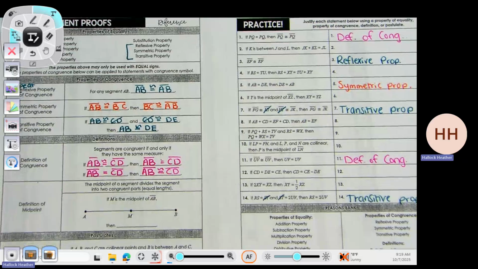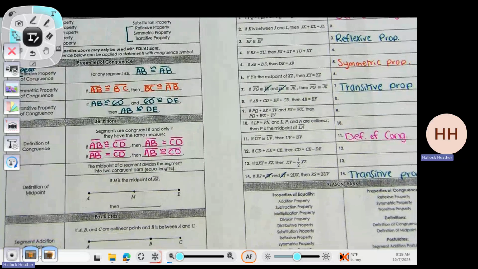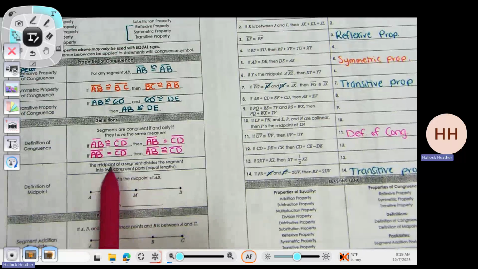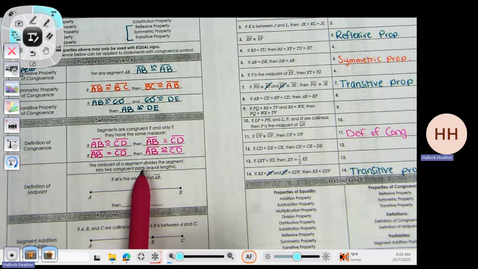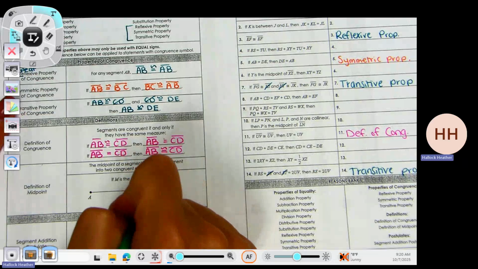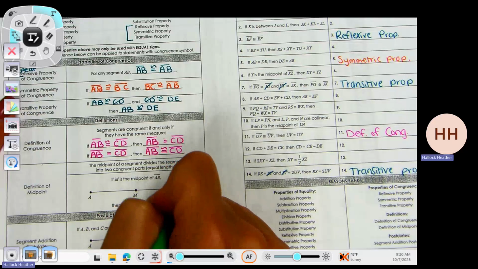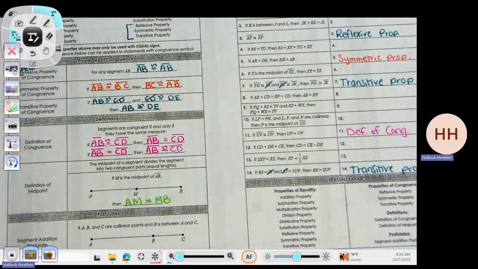The next thing is midpoints, which we did in chapter 1. All of this is from chapter 1. Definition of midpoint: if you have common sense, the midpoint is the middle point, in the middle. The midpoint of a segment divides the segment into 2 congruent parts, which are equal lengths. So if M is the midpoint of AB, I can technically say that AM is equal to MB, because it's the midpoint. It's in the middle.